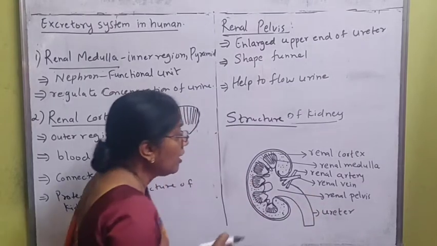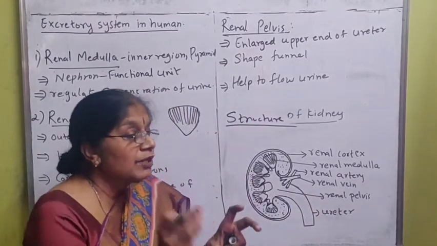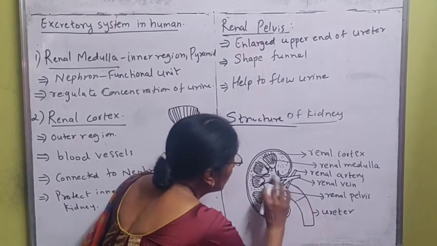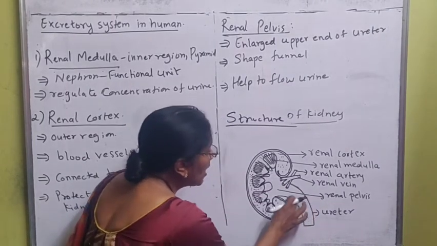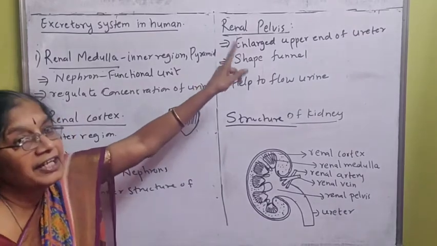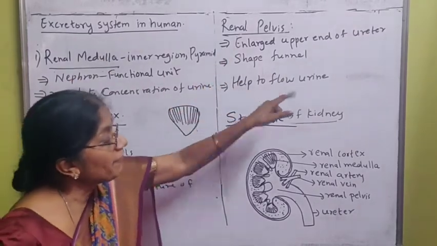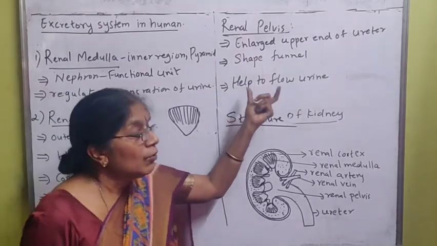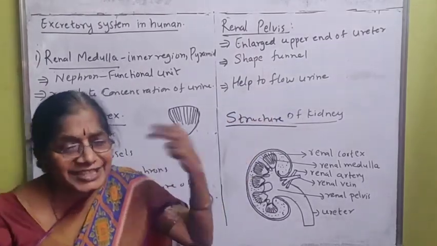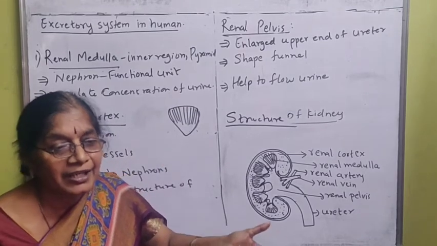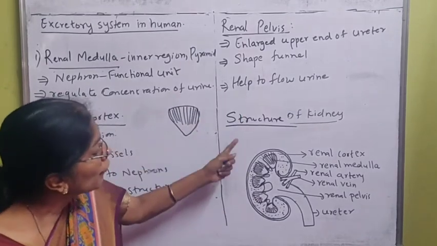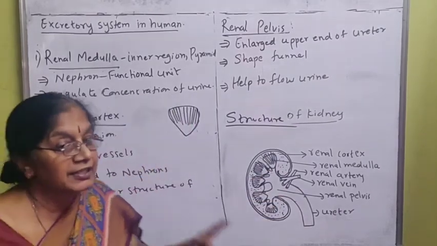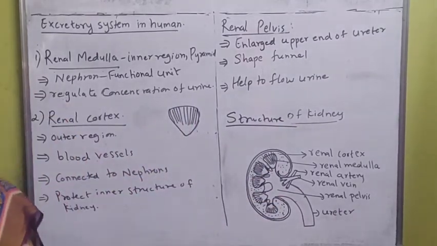The upper end where the ureter is connected to the upper end of the kidney, that part. So this whole funnel, as you can see, is called the renal pelvis. Its shape is like a funnel. What is its function? It helps the urine, which is the liquid waste matter, to flow from the kidney to the ureter. That is a very important function of the renal pelvis.